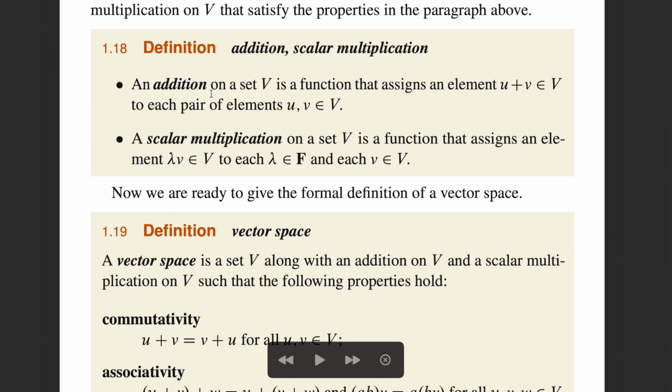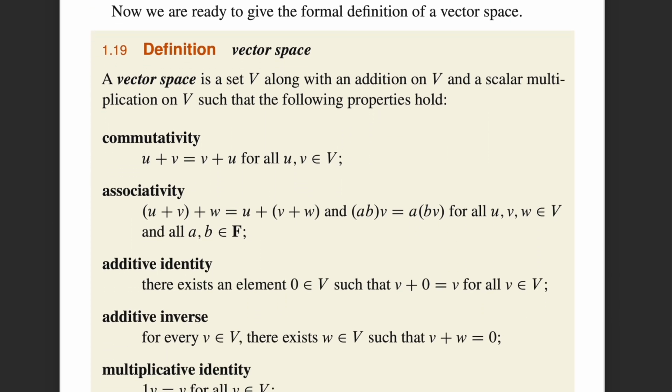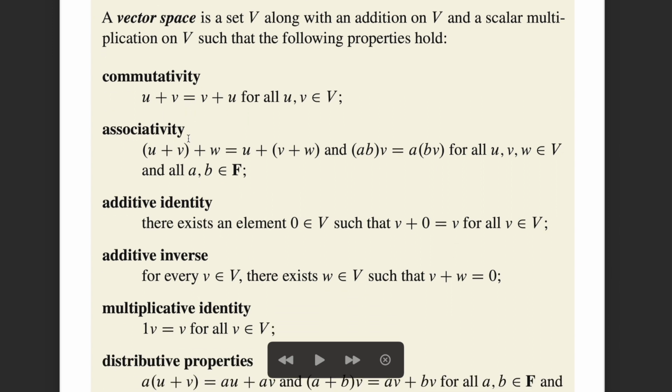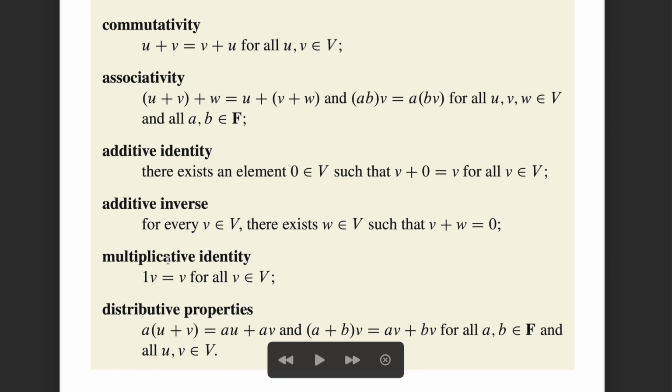Now if these two properties are satisfied, it is said that the set is closed under addition and closed under scalar multiplication. Now the next conditions are commutativity, associativity, additive identity, additive inverse, multiplicative identity, and distributive properties. So now which one of these is not satisfied by the empty set? So we have an empty set, so it is basically nothing. So which one is not satisfied?